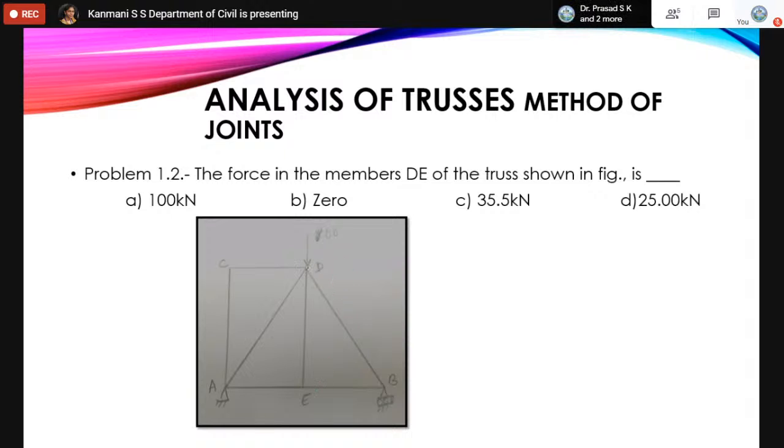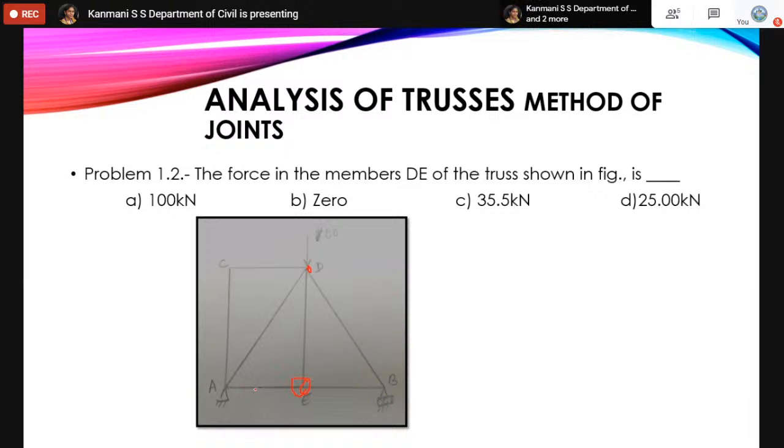If you take joint D, you have 1, 2, 3, 4 unknown members and one known force, 100 kilonewton. So if you want to start from joint D, then you have to consider a free body diagram with 5 forces. The other option to find the member force in DE is to take joint E. At joint E, you have 3 forces: AE, BE, and DE.